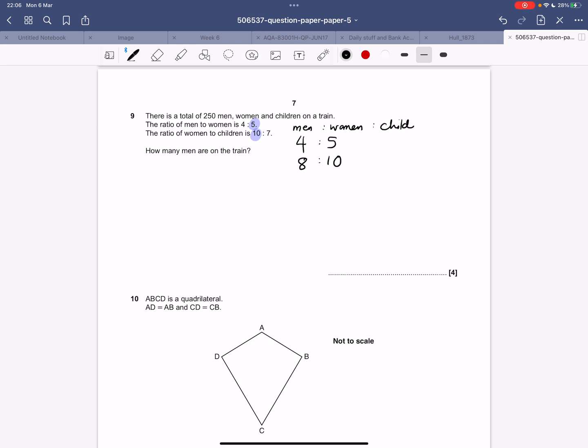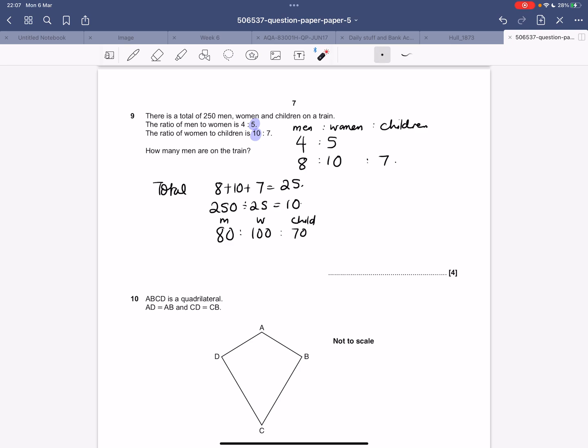You see, once it's at 10 there, that's going to be 7, because women to children is 10 to 7. So the total parts is going to be 8 plus 10 plus 7, which is 25. 250 divided by 25 is 10. So that means we've got 80 men, 100 women, 70 children. Let's just check. Men to women, 4 to 5. Yes, there are 4 20s, 5 20s. Women to children, 10 to 7. 100 to 70 is 10 to 7. So 80 is the answer.